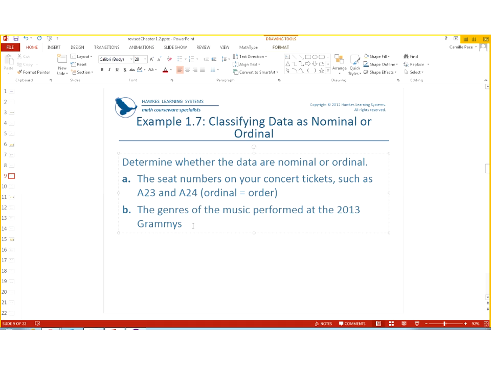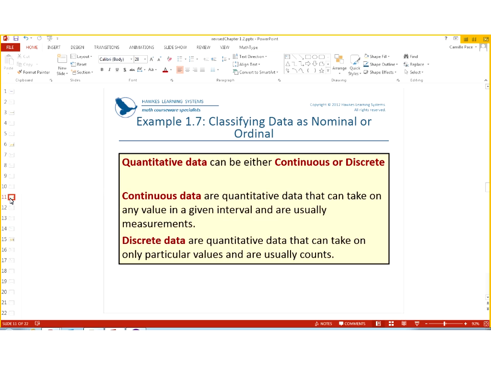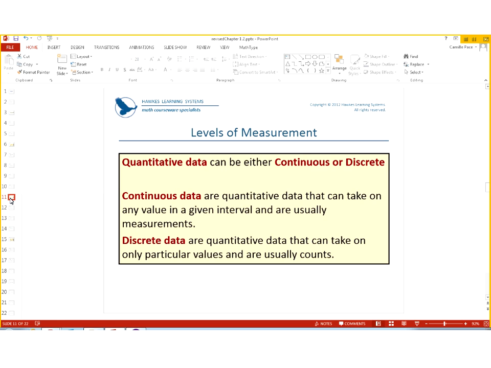Genres of music performed at the 2003 Grammy Awards. That's nominal because think of all the different types of music. There's R&B, there's rap, there's country, there's pop, there's all these different kinds, and these are actual names for different kinds of music, so those would be nominal. Okay.